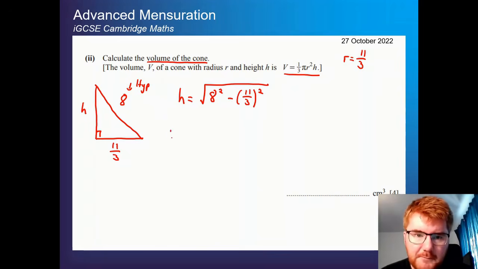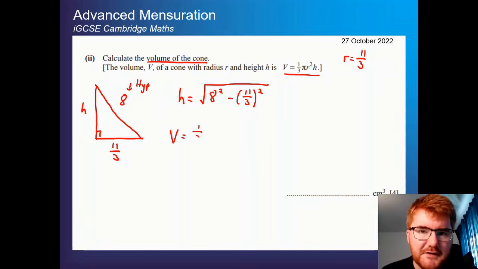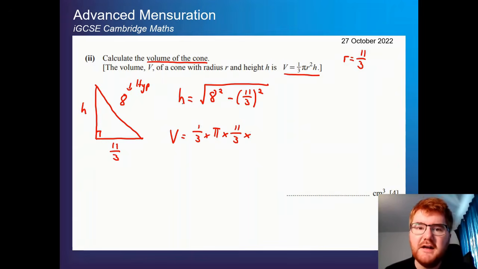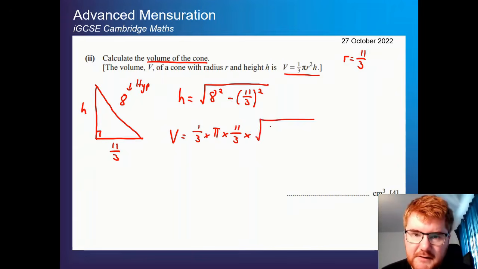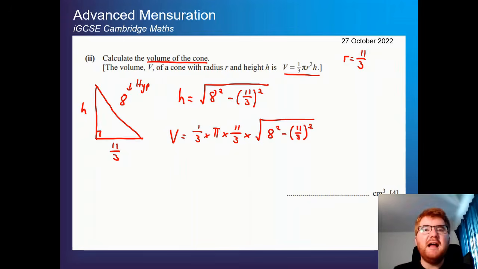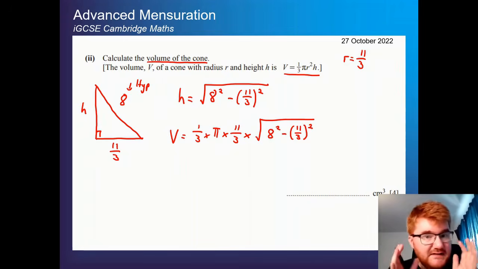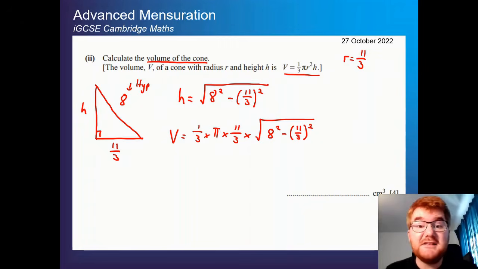Now to work out the volume, all I'm going to do is substitute in everything that we have. So we have 1/3 times pi. Now the radius of this particular cone we already worked out, so 11 over 3. And then the height, which we've just worked out as an expression here, so the square root of 8 squared minus 11 over 3 squared. So notice I haven't done anything on my calculator until I've got to this very last point of the calculation to avoid those rounding errors. So let's go to the calculator and work this out.